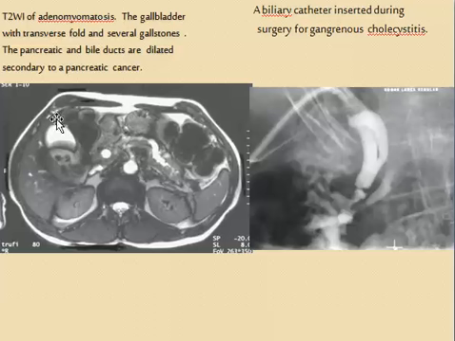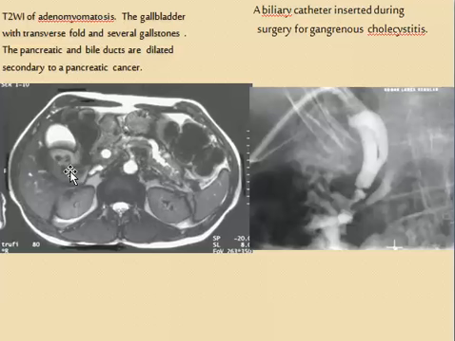Here we have gallbladder with masses and transverse fold and several gallstones. This is dilated common bile duct. This is dilated pancreatic duct. That means there is obstruction in this area. The pancreatic duct and the common bile duct are dilated due to carcinoma of the pancreas, but this is another finding.